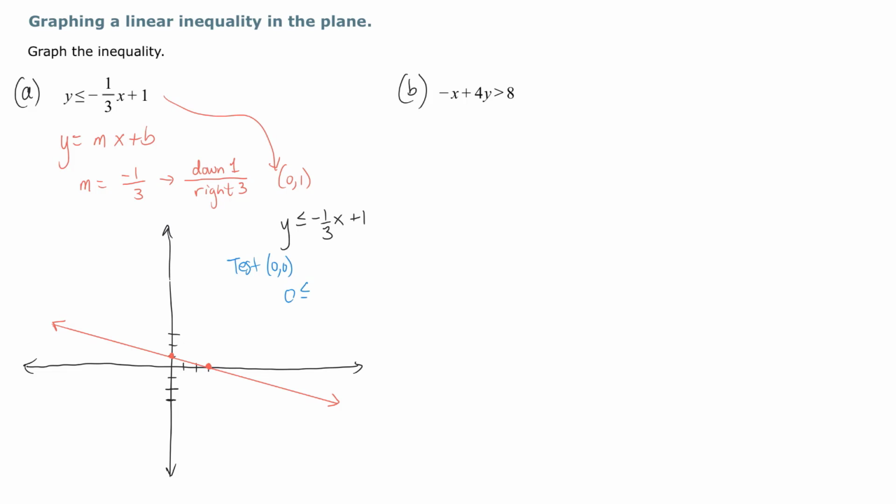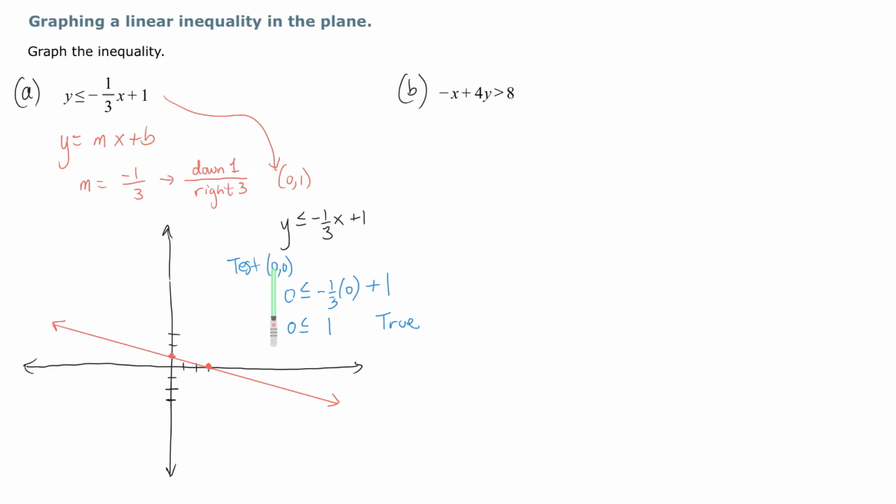So 0 is less than or equal to negative 1/3 times 0 plus 1. We want to know if this statement is true or false. 0 is less than or equal to 1. This is true. And what that means is 0, 0 is lying on the true side. 0, 0 is right here. We are actually going to shade 0, 0. In fact, you're not only going to shade 0, 0, you're going to shade negative 99, 0 as well, because it lies on the same side of the line that is going to represent a true inequality.